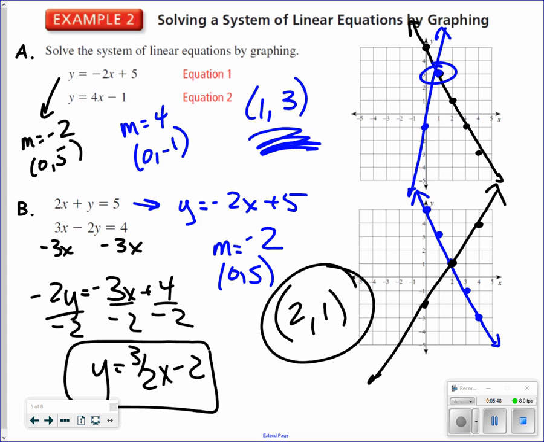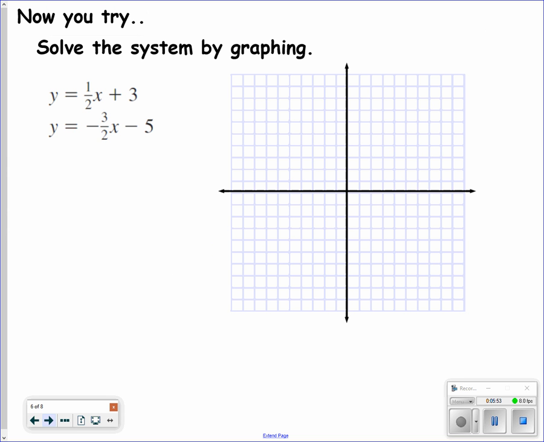So that's solving a system by graphing. You try. Hit pause and see if you can do these two both by yourself. All right, welcome back. So the top one has a y-intercept at (0, 3) with a slope of positive 1/2, so up 1 over 2. Notice that I am graphing a lot of points here because ultimately, A, I want my line to be straight, but B, when they do intersect, I want to know exactly what point they intersect at.